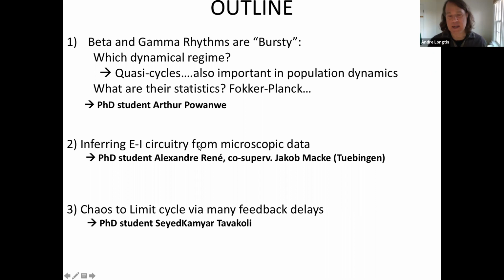And the second part, I'm just going to say a few words about a new method we came up with to infer the circuitry on which you could then apply the first part. And that's work done by my PhD student, Alexandre René, and this is co-supervised by Jacob Macke over in Tübingen. And the last part, I'm just going to say a few words about a new mechanism to produce these kinds of limit cycles out of chaos. And it involves when you have multiple areas that are connected through multiple delays.